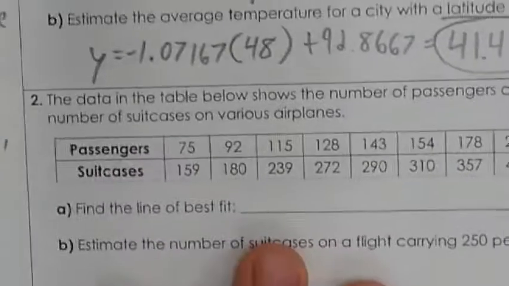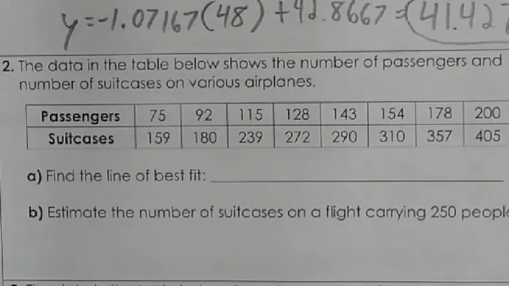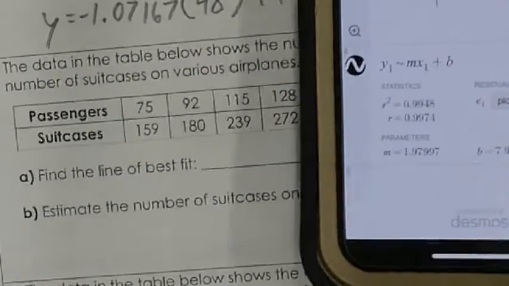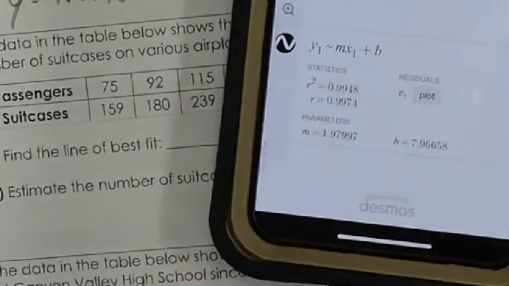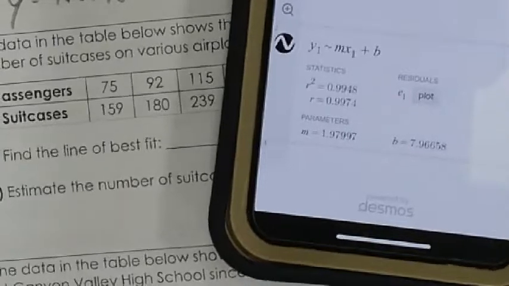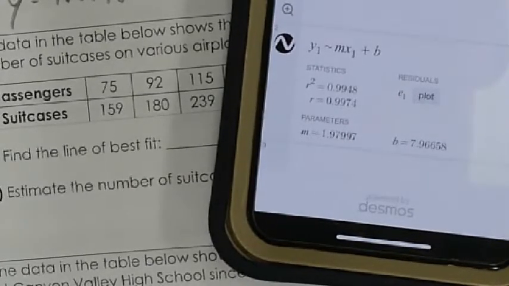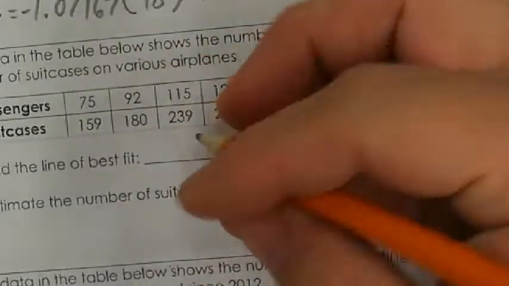All right. What did you all get? Anybody want to be brave and give a guess? Y equals 1.97997. Good. Yeah, I got 1.97997 and then B 7.96658. Did all of y'all get that? Yeah. So that's your equation.